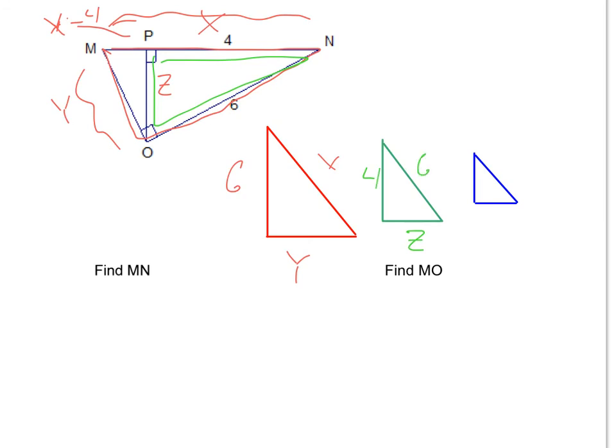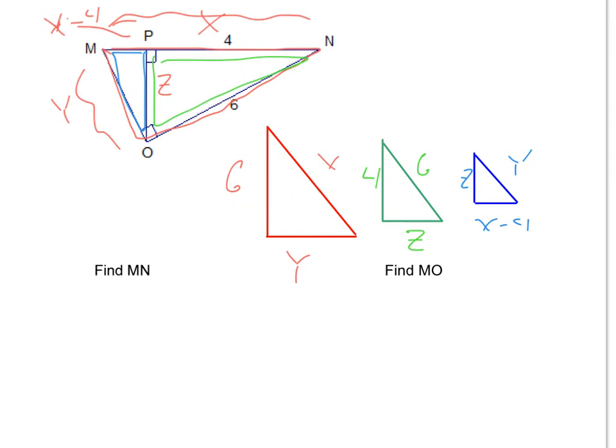And the little boy blue, that's this one right here. Our short side is x minus 4, our medium leg is z, and our hypotenuse is y. I'll give you a little clue to get you started. I think we can solve for x first.